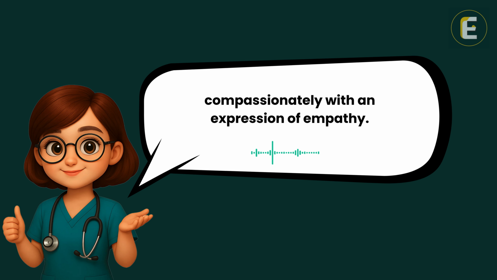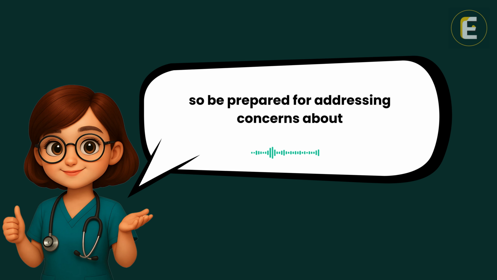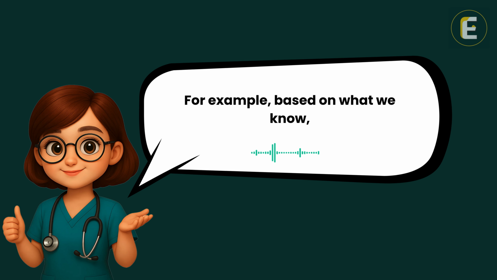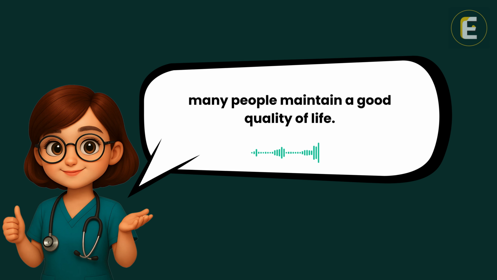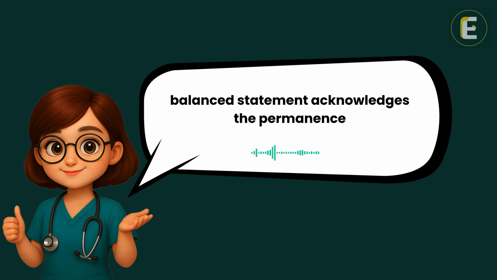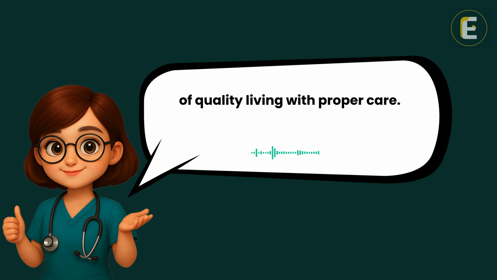an expression of empathy. Patients often ask about their future, so be prepared for addressing concerns about prognosis, which balances honesty and hope. For example, based on what we know, this condition is chronic, which means it won't completely go away. However, with proper management, many people maintain a good quality of life. This balanced statement acknowledges the permanence of the condition while emphasizing the possibility of quality living with proper care.